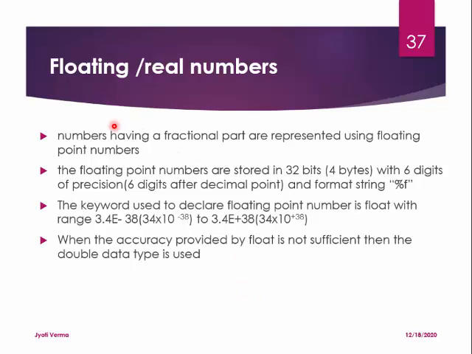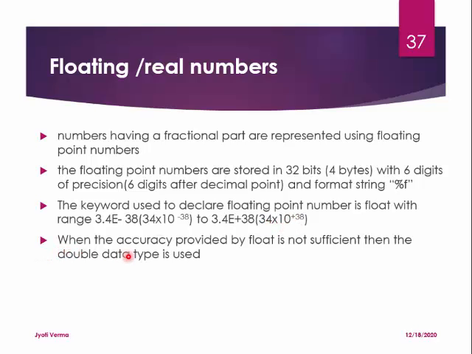Now floating point numbers. Floating point numbers means what? If you want to store the decimal value then you have to use the floating point number, and the value which you are going to store will occupy how many bytes? It is going to occupy 4 bytes, 6 digits as precision. That means what? How many digits after the decimal point are valid? 6 digits are valid, and the format string is %f. The keyword which is used to declare the floating point number is float with the range of 3.4e-38, that means 3.4 into 10 raised to minus 38, to 3.4e+38, that means 3.4 into 10 raised to plus 38.